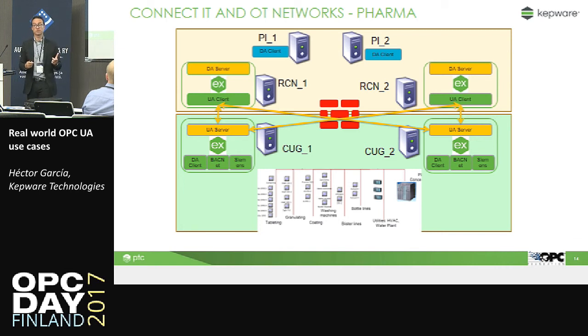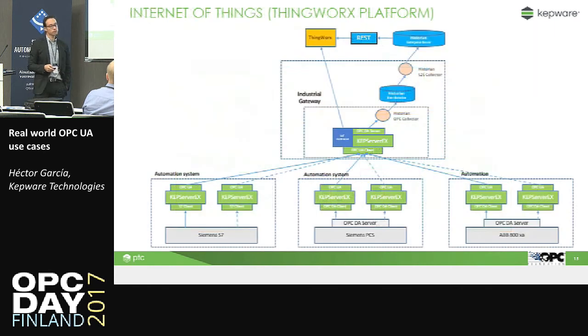And OPC UA has many great features, such as security. Of course, that's great, but it has another one. It's firewall friendly. It uses one single port. So it's very easy to configure this firewall, open just one port to be able to communicate those networks using the OPC UA protocol. Great, and everything was redundant.